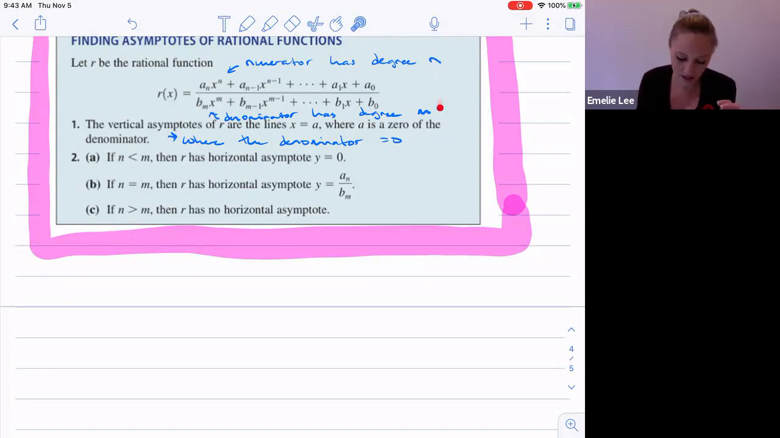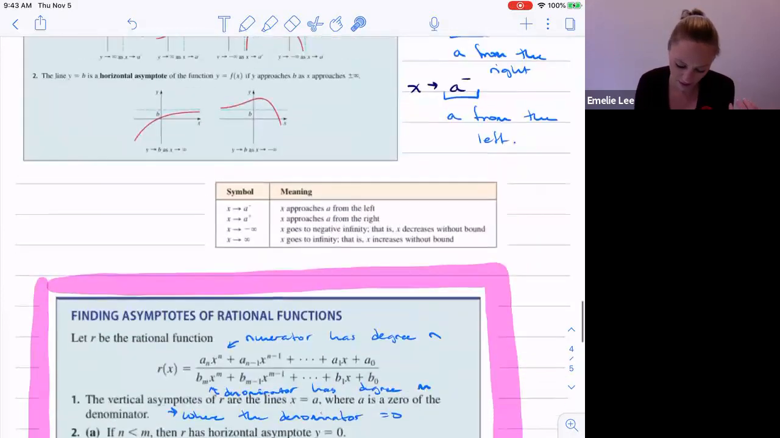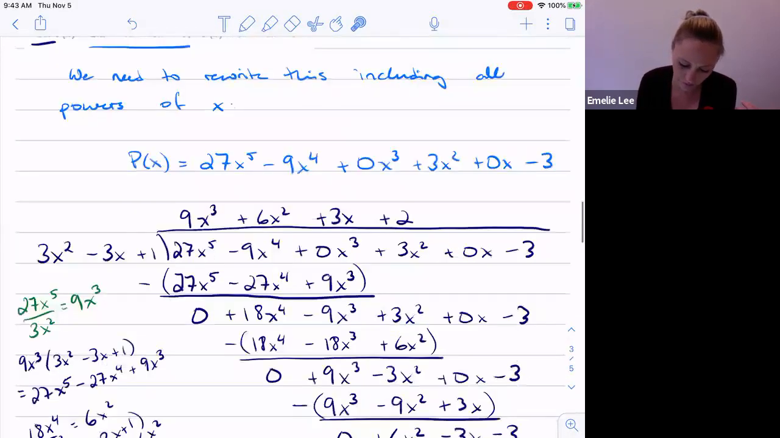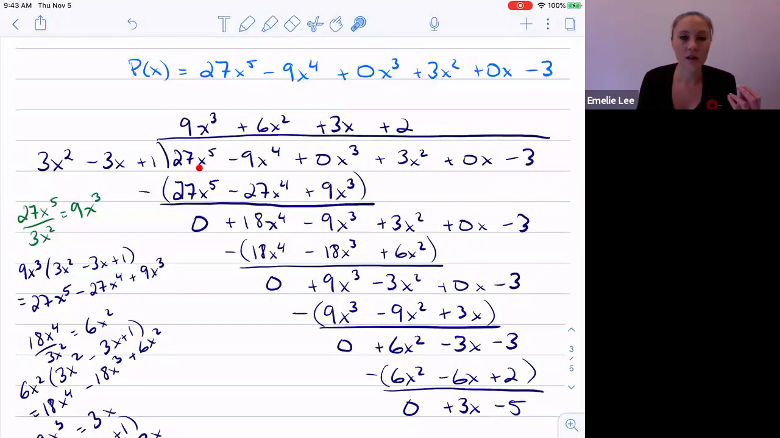And if n is larger than m, which we had in the previous example, then R has no horizontal asymptote. So if we're taking something like what we just dealt with here, our leading term would be 27x to the 5th, and my leading term in the denominator is 3x squared. So now my n is 5 and my m is 2. 5 is larger than 2, so I'm not expecting any horizontal asymptote.